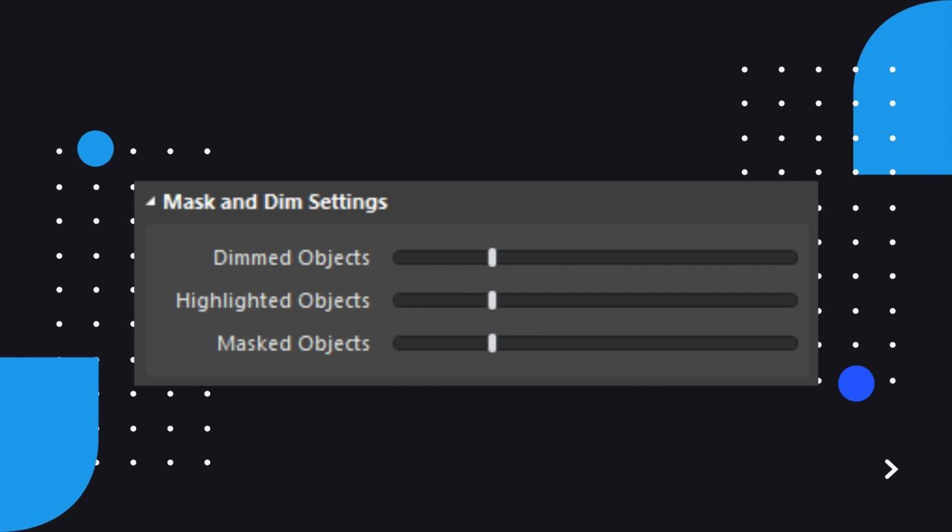The amount that the display is faded is controlled by the dimmed objects and masked objects slider controls in the mask and dim settings section of the View Options tab of the View Configuration panel. Experiment with these sliders when you have the mask mode or dim mode applied. To clear the filter, you can either click the clear button at the top of the PCB Rules and Violations panel or press the Shift+C shortcut.